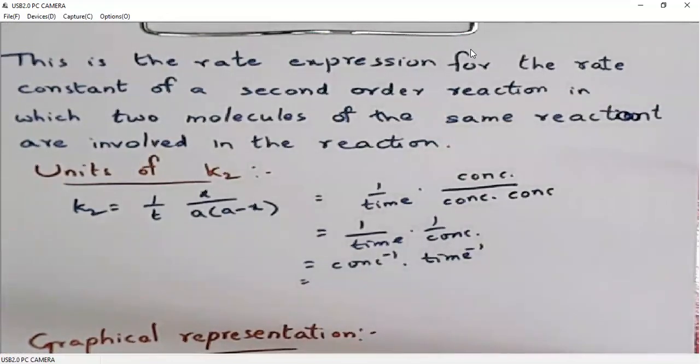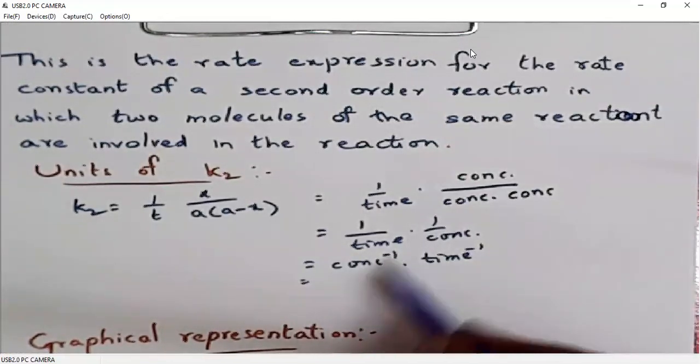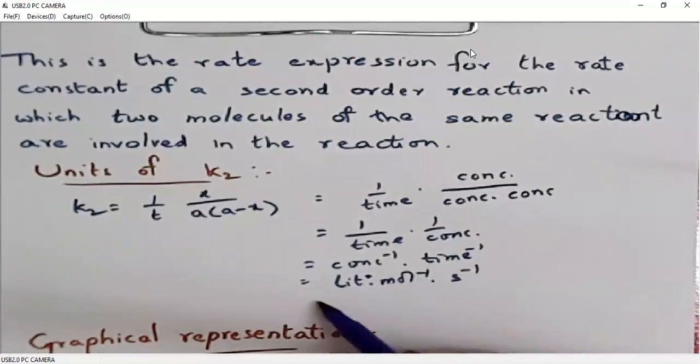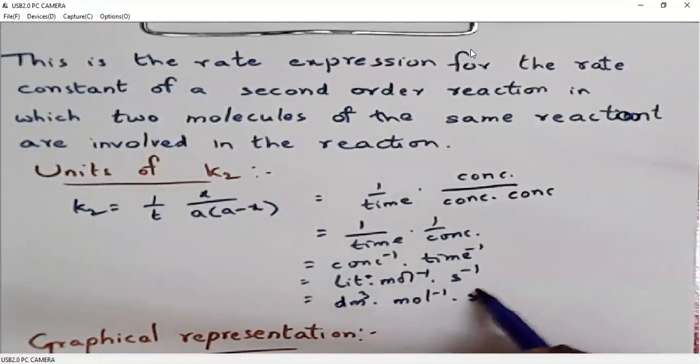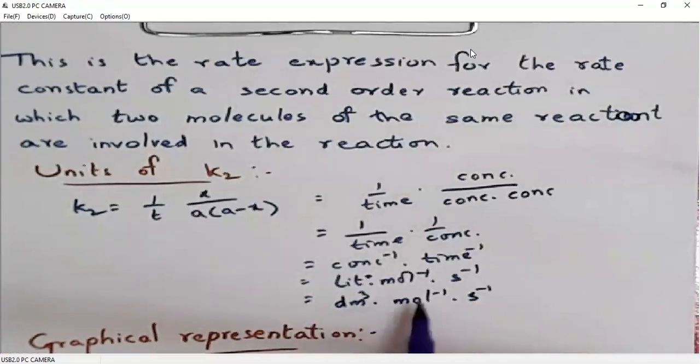Concentration generally we represent in moles per liter. Since we have an inverse, it is liter per mole per second. We can also represent liters in decimeter cube, so decimeter cube per mole per second. Based on the units of the rate constant, we can easily determine whether it is a first order, zero order or second order reaction. So the units of rate constant are concentration inverse and time inverse: liter per mole per second or decimeter cube per mole per second.